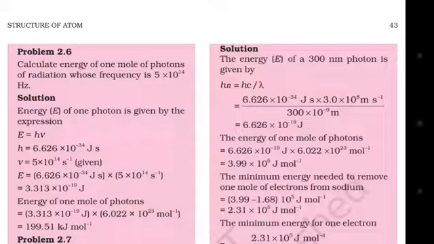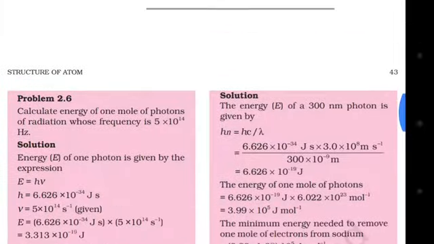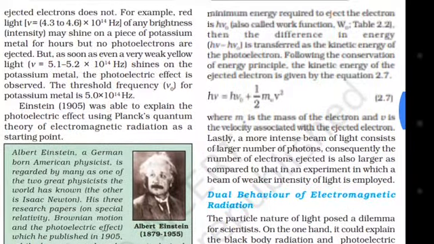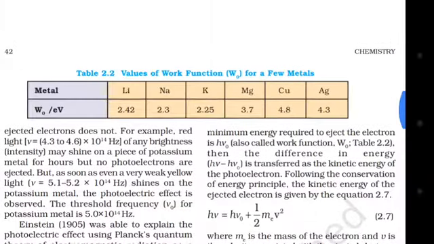Let's go to the solution. The energy E of a 300 nanometer photon is given by h nu is equal to hc by lambda. Where did this n come from here? It might be a misprint, it will become clear later. Okay, proceed. The energy E of a 300 nanometer photon is given by h nu is equal to hc by lambda. Let me look above to see if I find something. h nu is equal to hc by lambda.